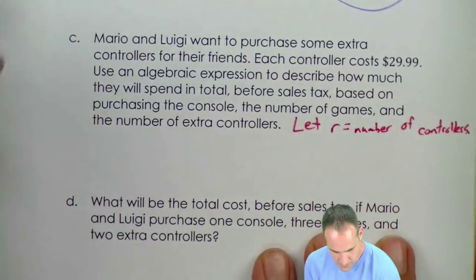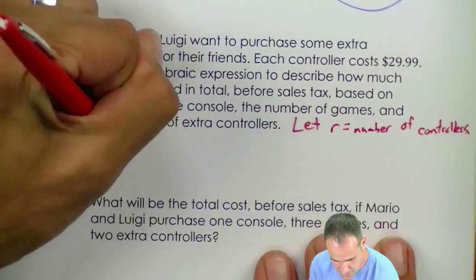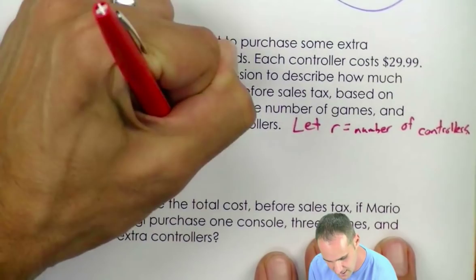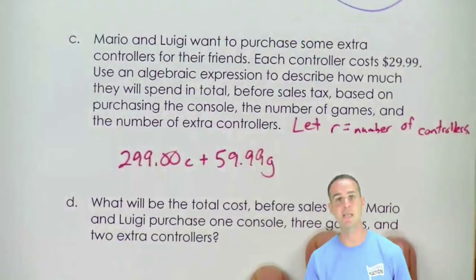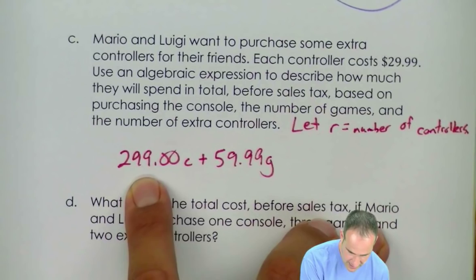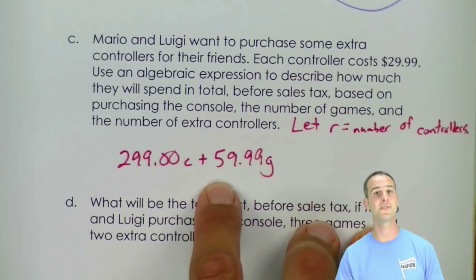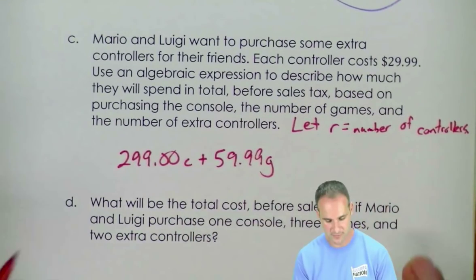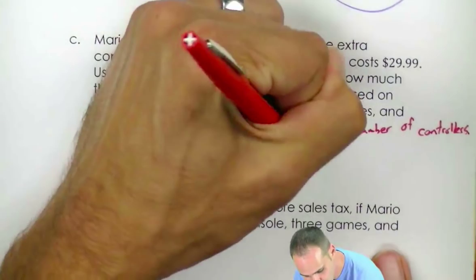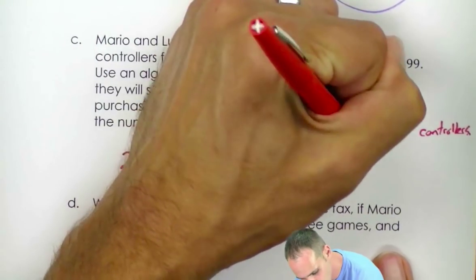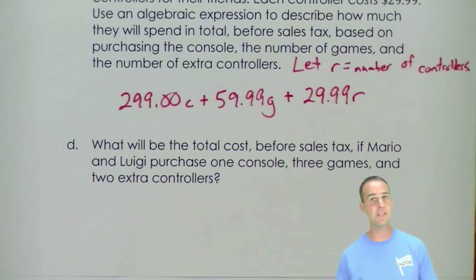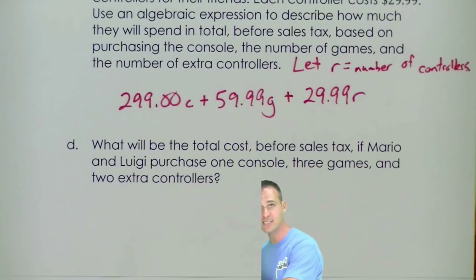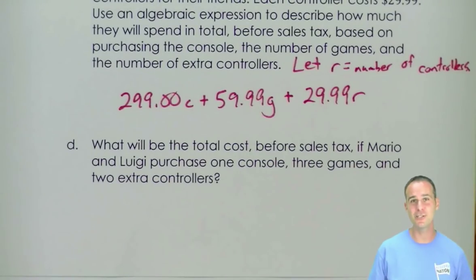So now, the expression would be 299 times C plus 59.99 times G. Again, that's $299 times C, the number of consoles, plus $59.99 times G, the number of games, plus $29.99 times R for the number of controllers. And with this expression, what would be the total cost before sales tax if Mario and Luigi purchase one console, 3 games, and 2 extra controllers?